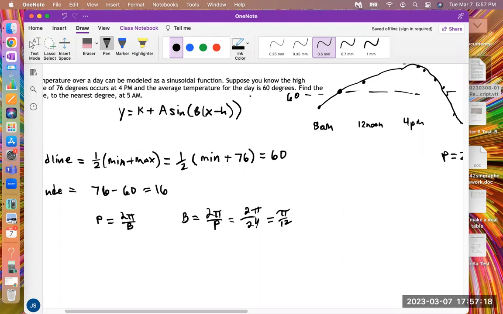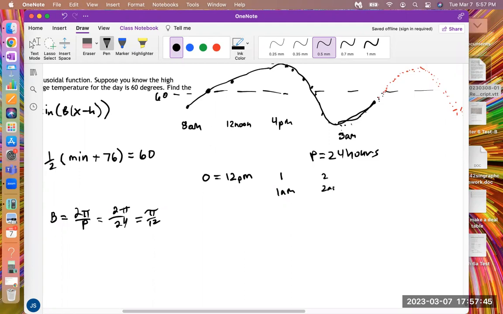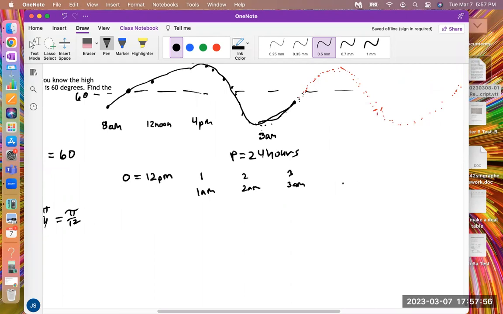So I'm going to call 0 midnight, 12 a.m. Then 1 is going to be 1 a.m., and then 2 is 2 a.m., and so on. And 3 is 3 a.m., and so on. And then you'll get to 12, and then 12 will be 12 noon. Oh, I meant a.m. right here, huh? This is 12 a.m. I'm sorry.